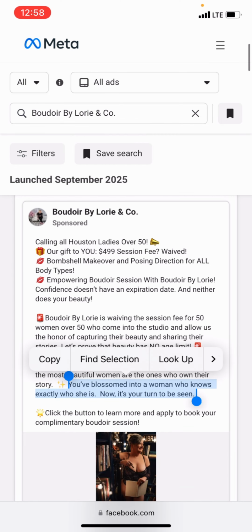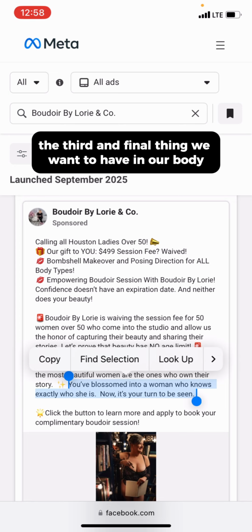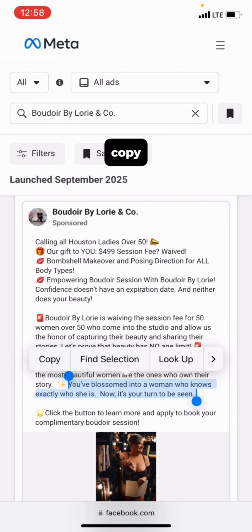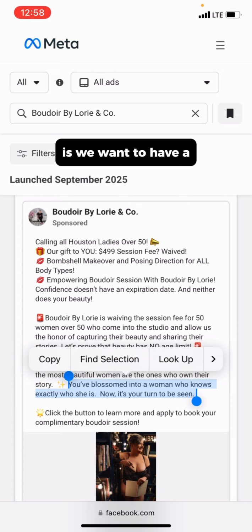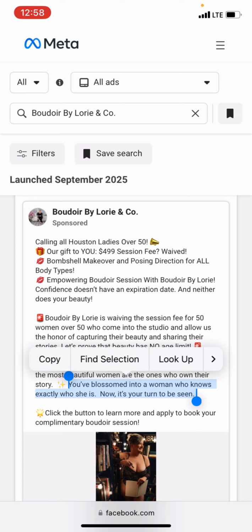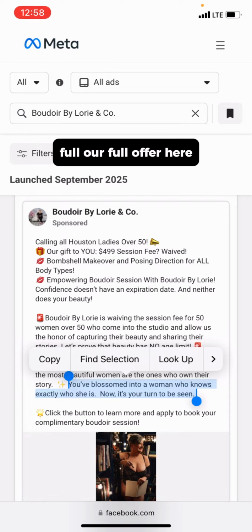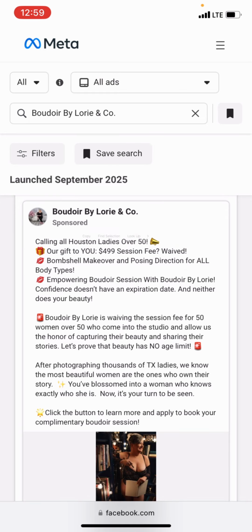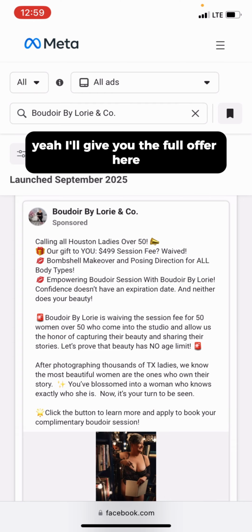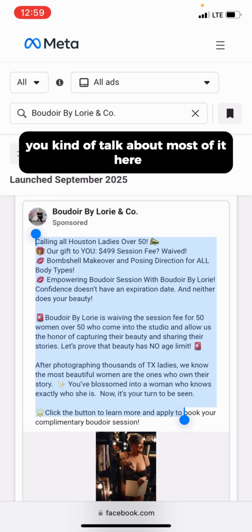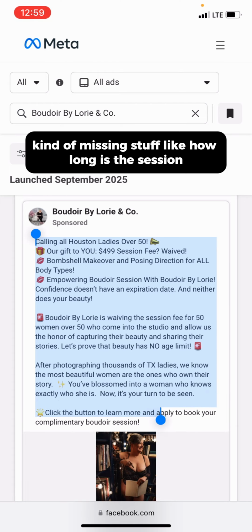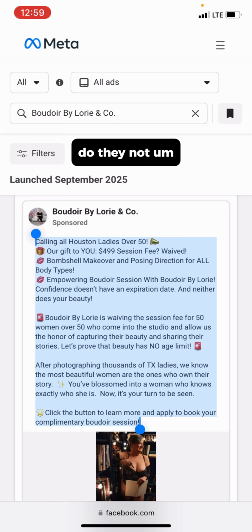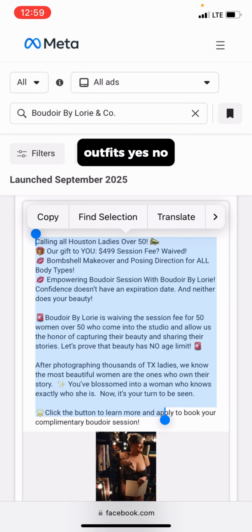And the third and final thing we want to have in our body copy is our full offer. So you got some of it here. Boom. Okay. You kind of talk about most of it here. Kind of missing stuff like how long's a session? Do they get photos with it? Do they not? Outfits, yes, no? How many? Do they gotta bring their own? So yeah, I'll give you this here.